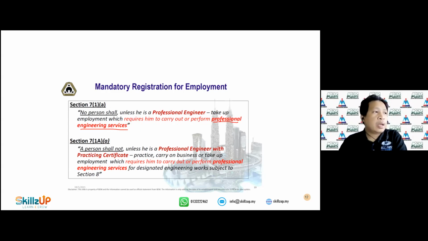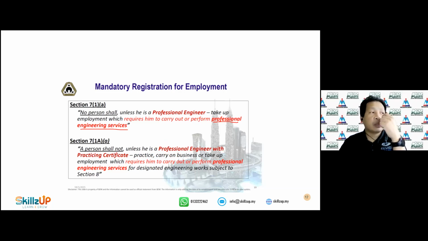Another one is that a person shall not, unless he is a professional engineer with a practicing certificate, practice or carry on business. So this is about two different things. One is a professional engineer. Another is a professional engineer with a practicing certificate. With a practicing certificate, we allow you to practice, carry on a business, or take up employment which requires you to carry out professional engineering services for designated engineering subjects in the section.